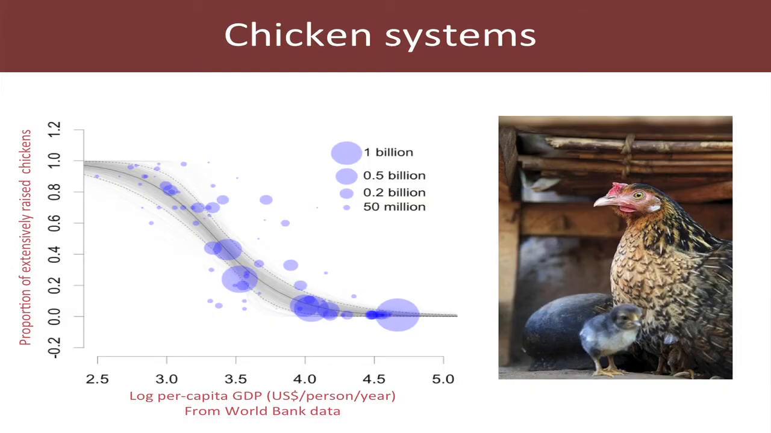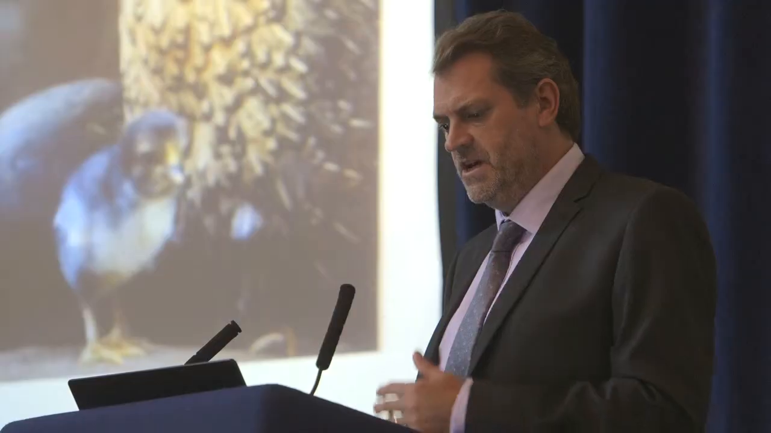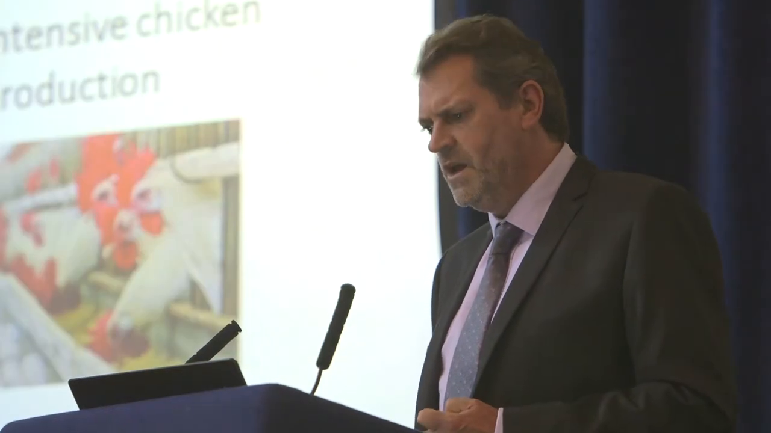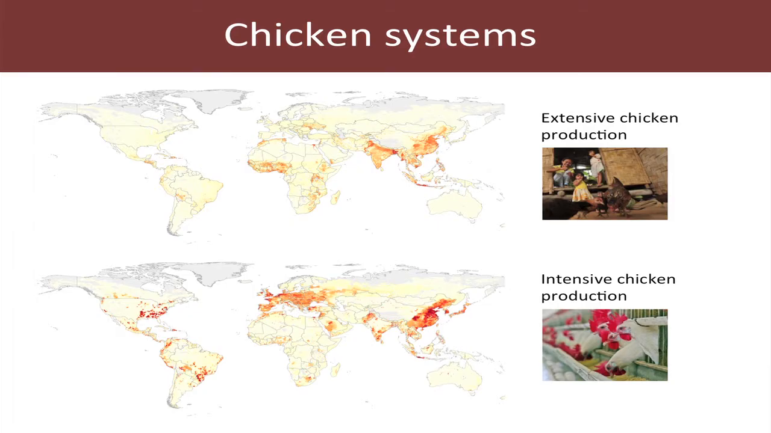And we can. So what we do is we have log per capita GDP along the bottom there, and the proportion of extensively raised chickens, and we use that relationship to estimate the proportion of extensively raised chickens in areas where we don't have records, because we do have estimates of log per capita GDP for all countries in the world. So we apply that to countries where we don't have those proportions, and then we map out extensive versus intensive production in this way.